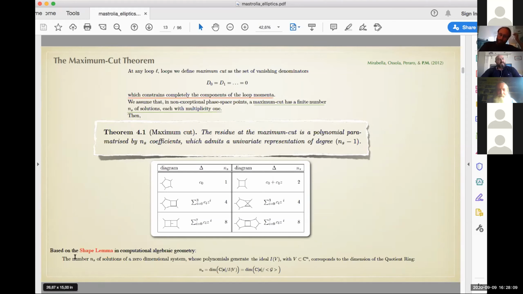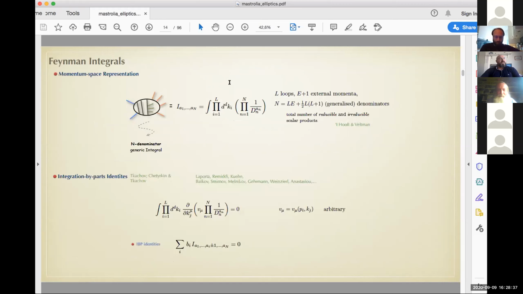What's important is that essentially the number of solutions of a zero-dimensional system corresponds to the dimension of the quotient ring between the polynomial ring modulo the generators associated to the ideal corresponding to the denominators. We will see later on how the shape lemma enters into the intersection theory game.